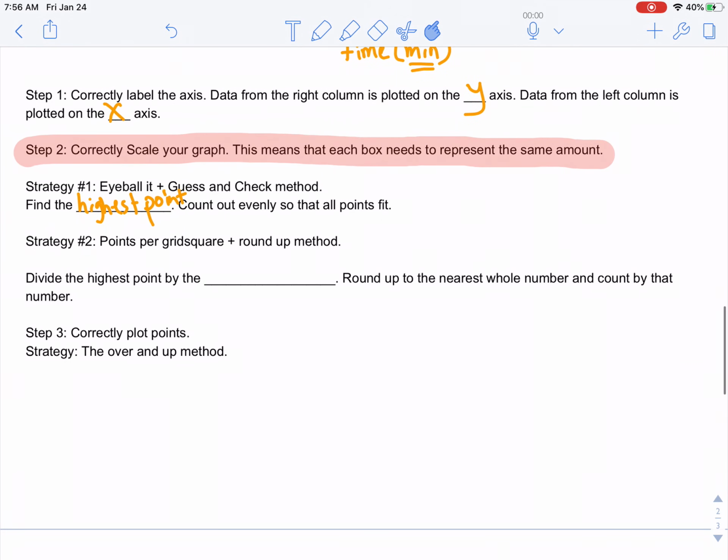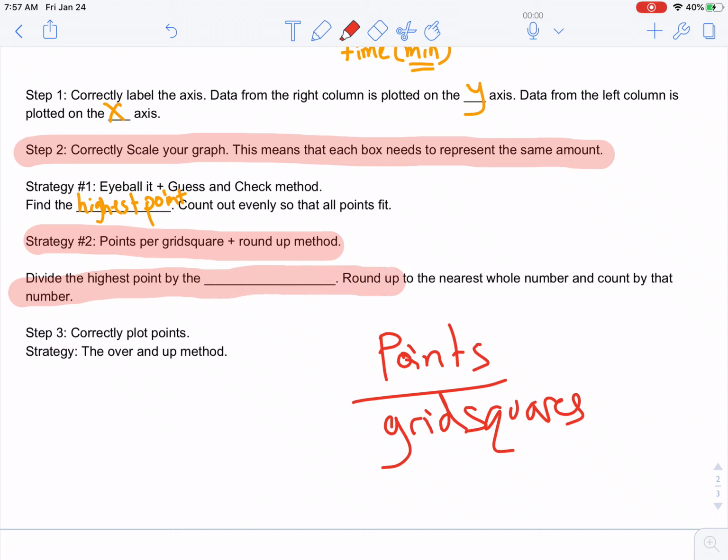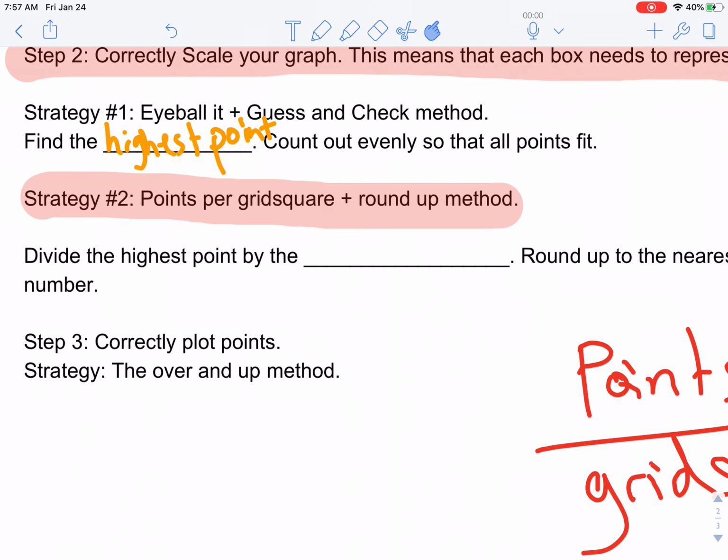Next, strategy number 2: points per grid square plus the round up method. Okay, what does it mean? Divide the highest point by the number of grid squares. Round up to the nearest whole number and count by that number. Wow, that doesn't quite make sense to me if I just read it out loud. I have to perform that function until it's going to really make sense to me.